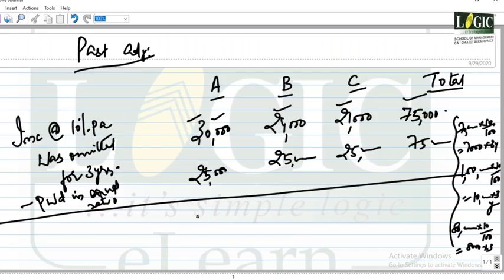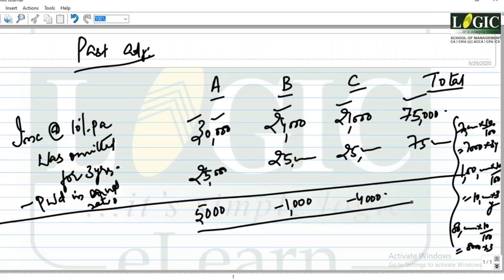30,000 minus 25,000 is 5,000. 24,000 minus 25,000 is minus 1,000. 21,000 minus 25,000 is minus 4,000. What is the meaning of this? It means he was eligible, he should get 30,000 but he got only 25,000, so he should get 5,000 more.